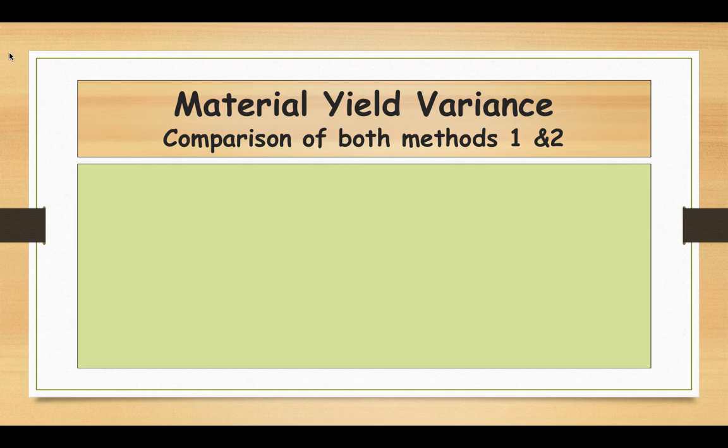We're going to compare both methods 1 and 2 for the material yield variance calculation. Before we compare those yield variance methods, we'll cross-check our workings. We have calculated our mix variance, a total of $116,950 adverse, plus the yield variance, which is 124,500 favorable. If we add them together, we should get a usage variance of 7,550 favorable. So we got the calculations right, because our usage variance is $7,550 favorable.